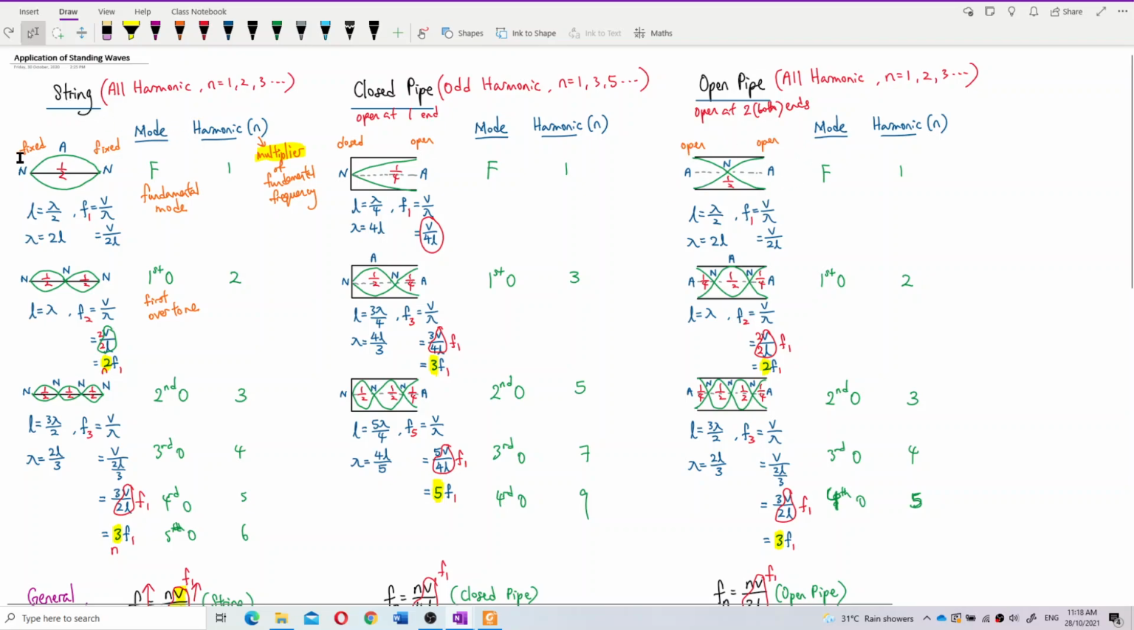If string, it has two fixed ends, so it has two nodes at the ends. For open pipe, it has two open ends, so it has two antinodes at both open ends. If closed pipe, one closed end, one open end, so it has one node and one antinode. You see that? So remember the fundamental mode.